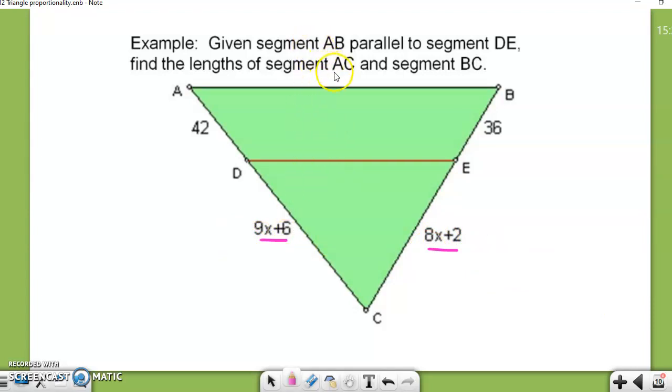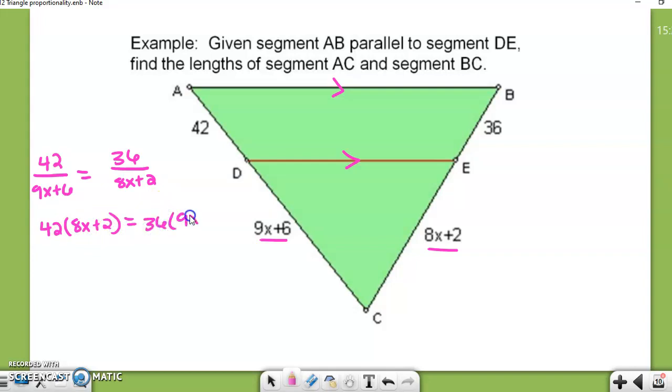It said given that segment AB is parallel to segment DE, so I do have parallel segments. So now I'm going to set up my proportions. 42 over 9x plus 6 equals 36 over 8x plus 2. I'm still just going to cross multiply. I just got to make sure I distribute this time when I'm simplifying my equations.